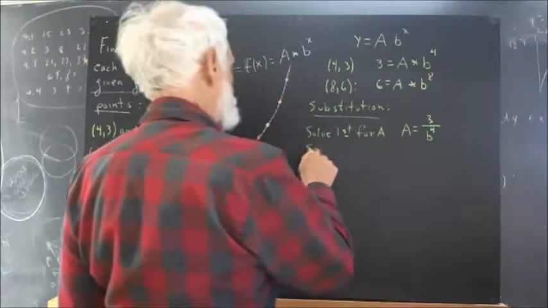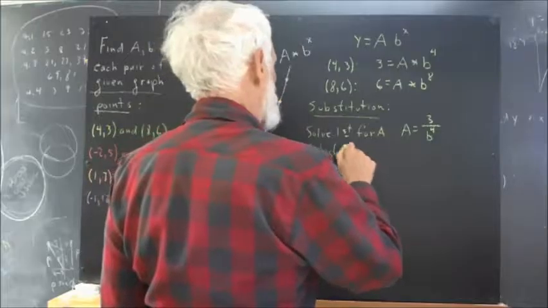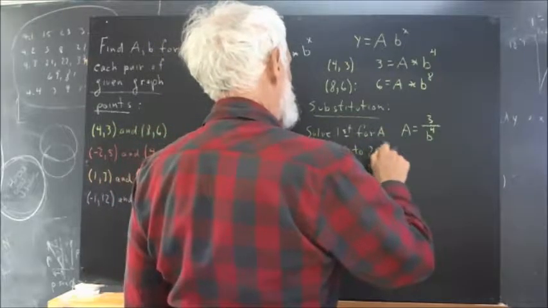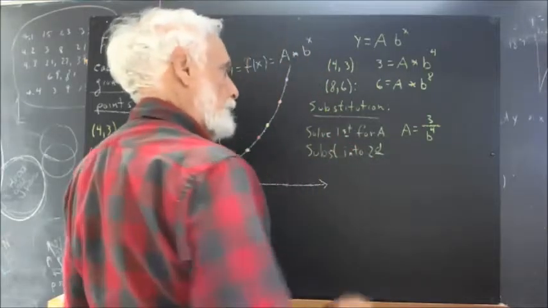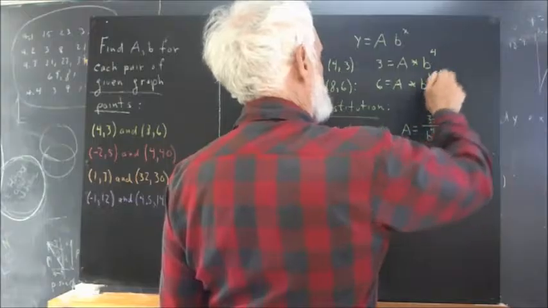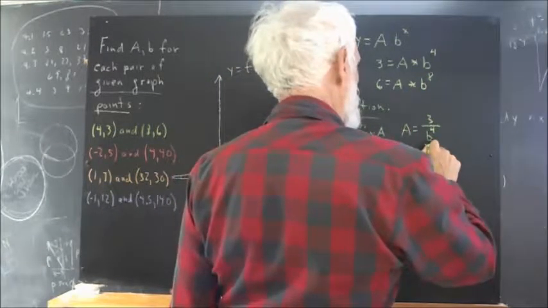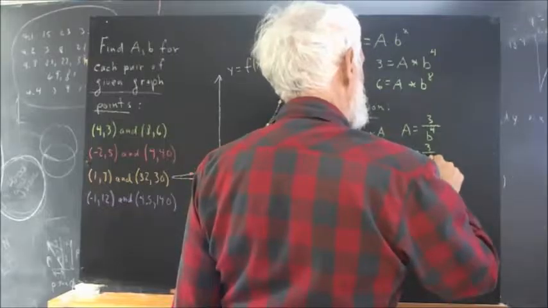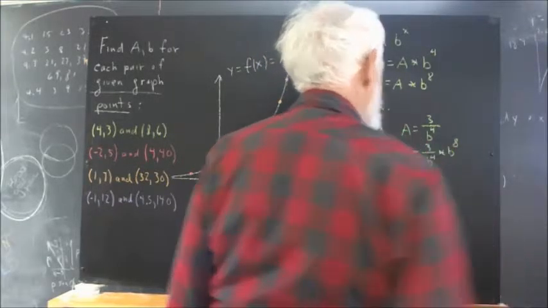And then we substitute that into the second equation. And what do we get? We get 6 equals A times b to the eighth, but A is 3 over b to the fourth times b to the eighth.